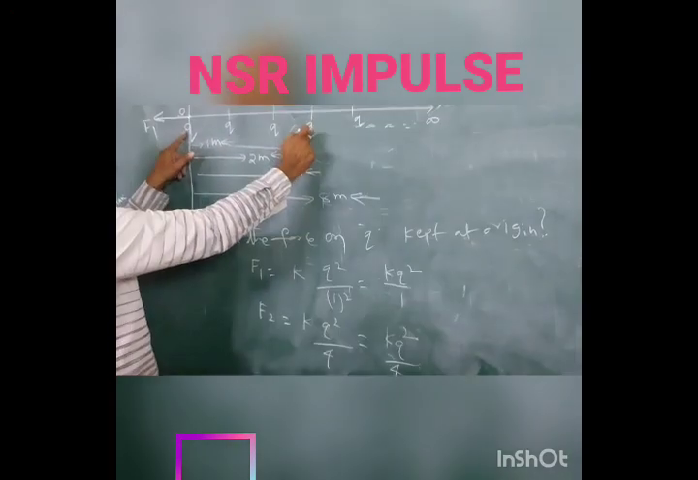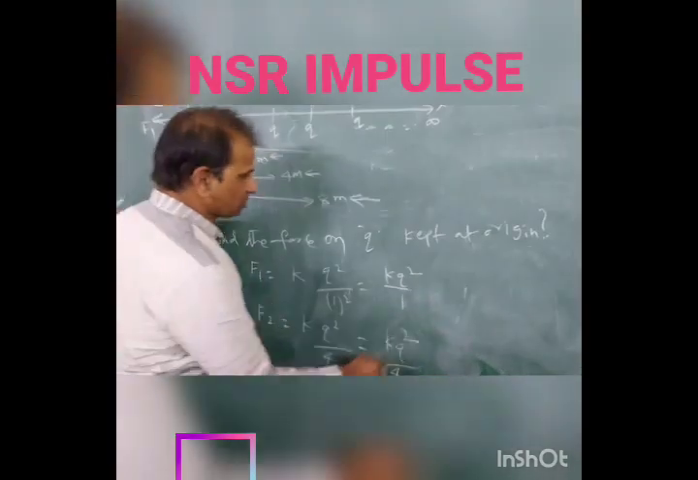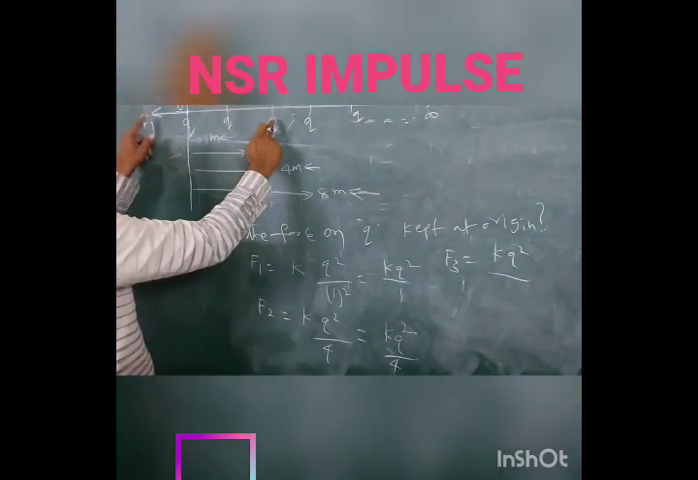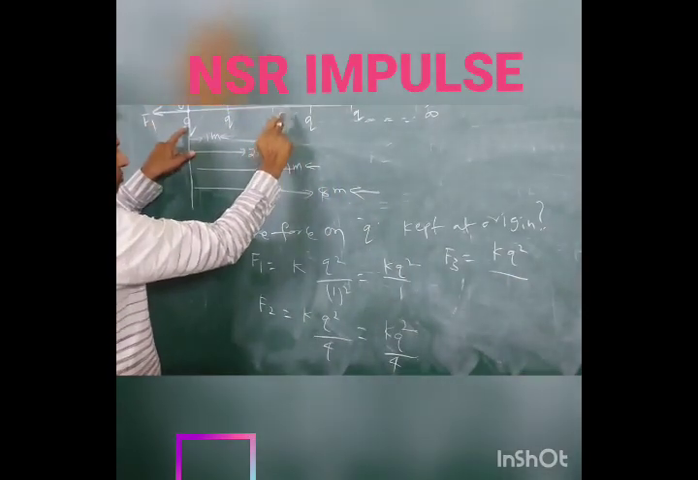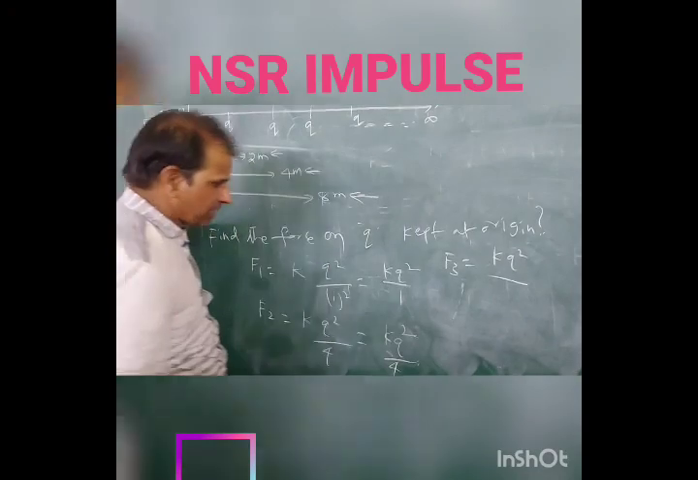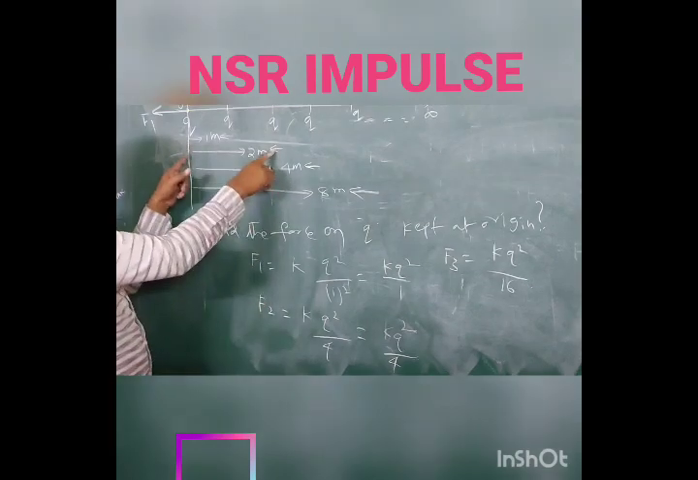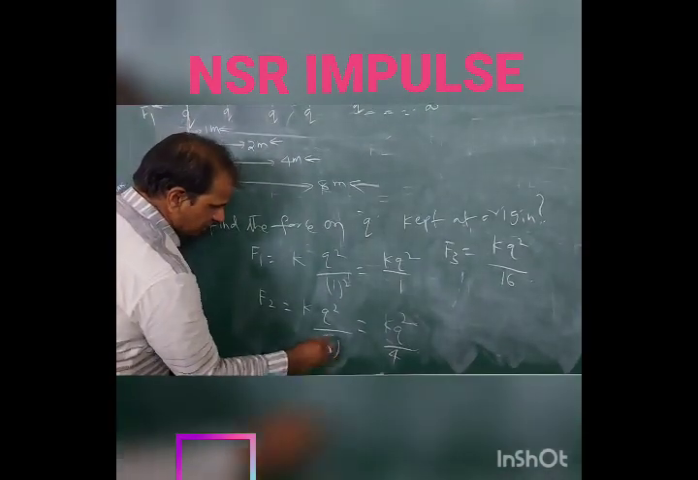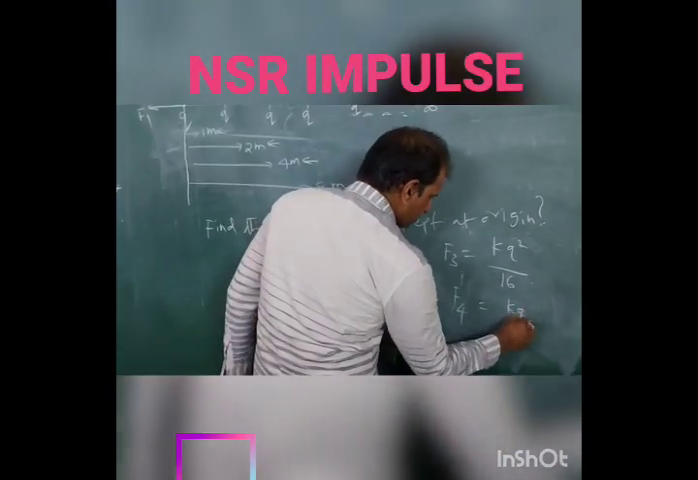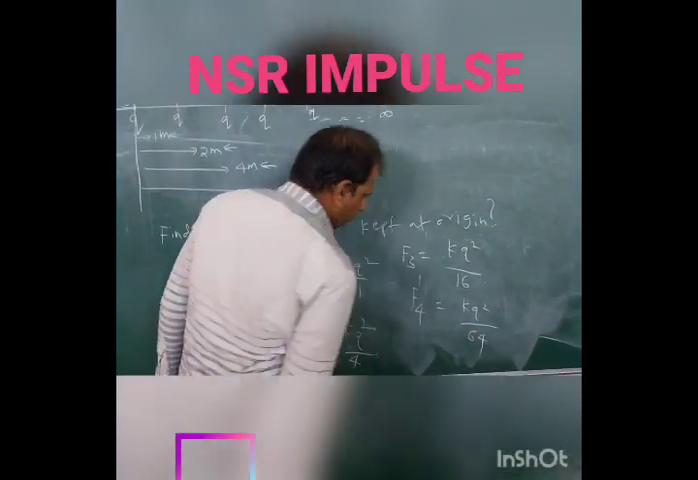Then the force between these two is F3. So F3 is equal to KQ square by 4 square, 4 square is equal to 16. Let us write here 2 square. So like this, if you write F4, you will get KQ square by, here I have indicated distance 8, 8 square is equal to 64.